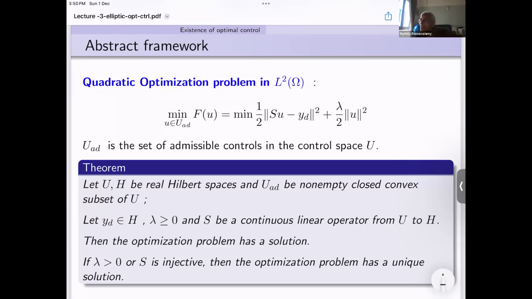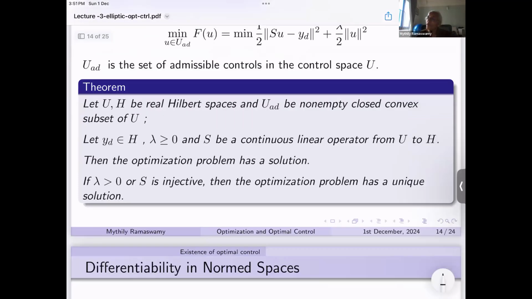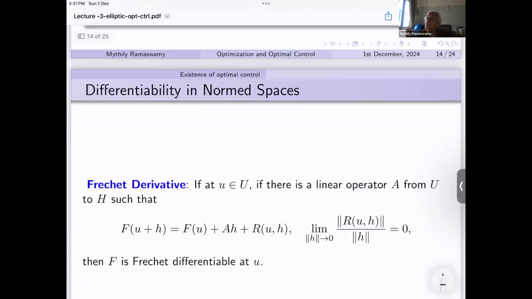And if lambda is positive, or if S is injective, then the optimization problem has a unique solution. So that is the use of lambda here. It will help me to get the unique solution in some situations. Okay, so existence is taken care of. Now I have to worry about the derivative.